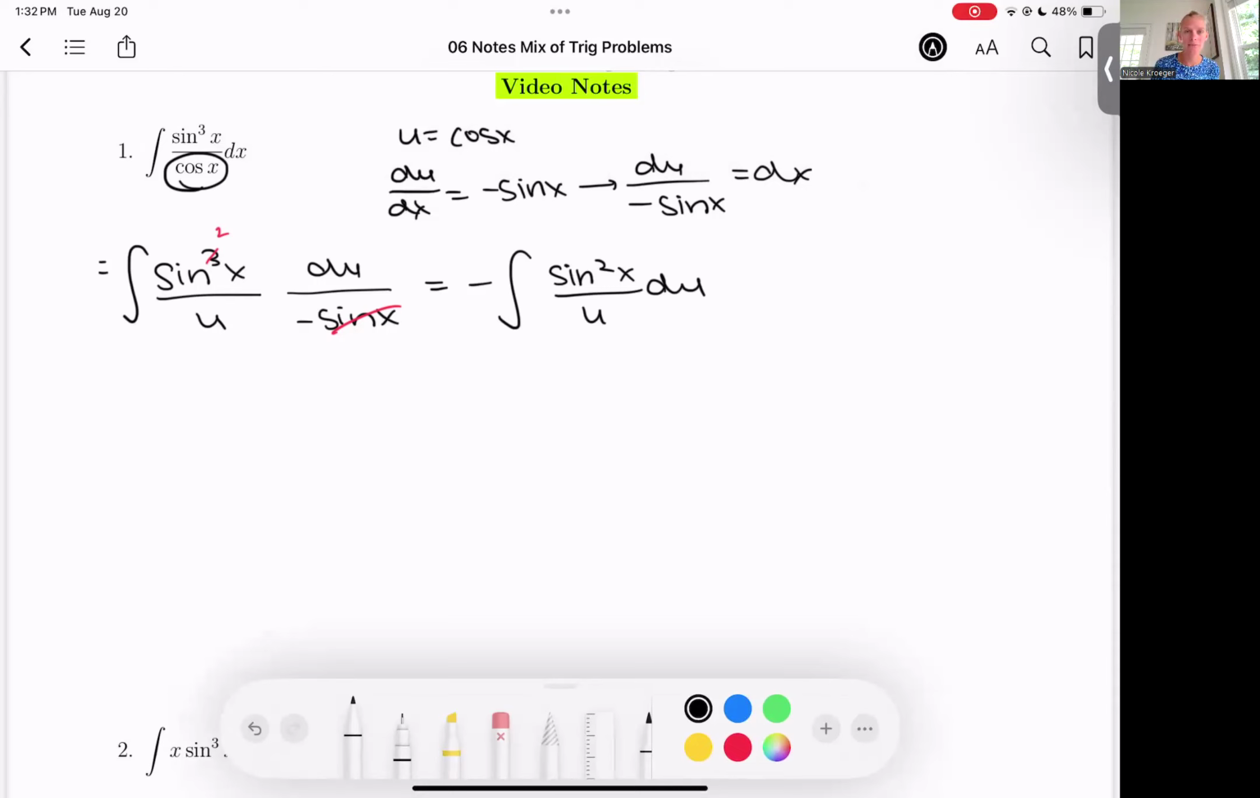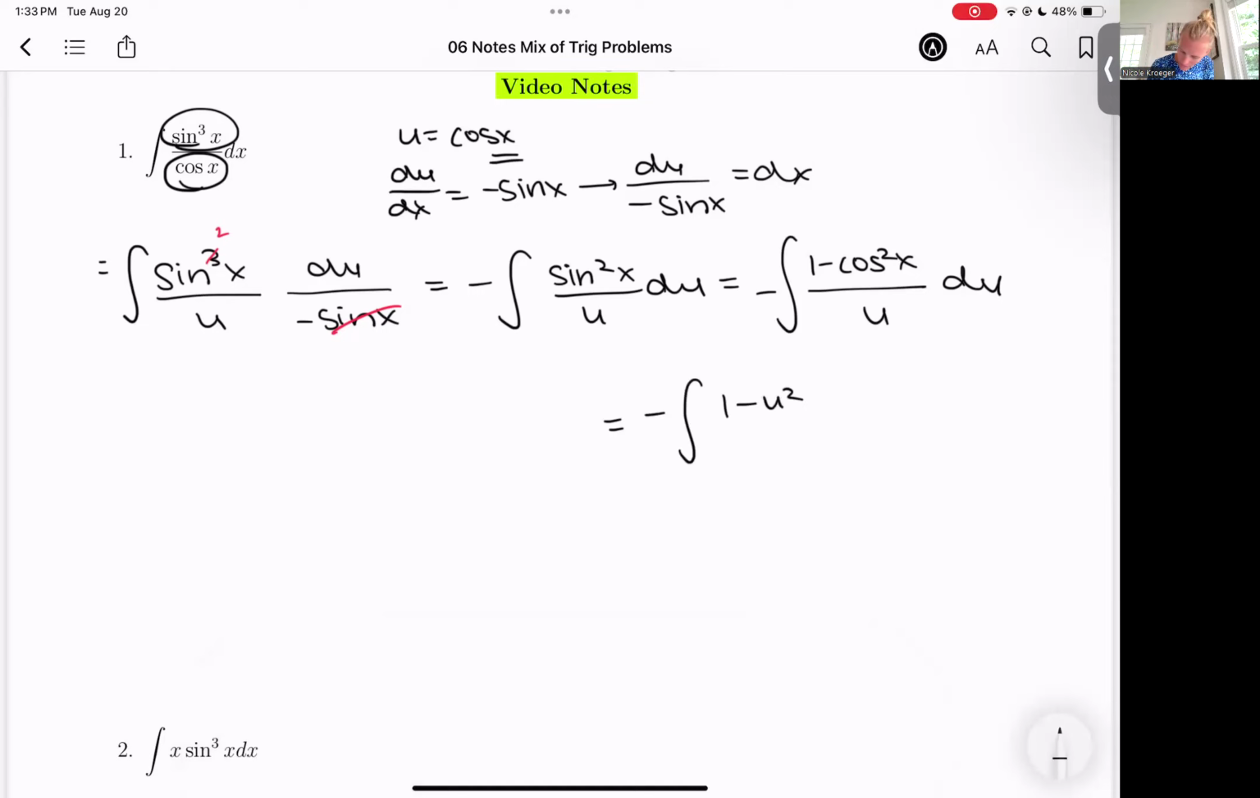Our u is cosine, so we want to rewrite sine squared in terms of cosine and just cosine of x, not cosine of 2x. And since the original sine was to an odd power, this is where we might try and use the 1 minus cosine squared. And this is good because this gets us in terms of u. We wouldn't want to use that power lowering formula, the 1/2 times 1 minus cosine of 2x, because that has cosine of 2x in it, not just cosine of x, so it would not be our u. Okay, so we're going to get negative integral of 1 minus u squared over u du, and now we can simplify.